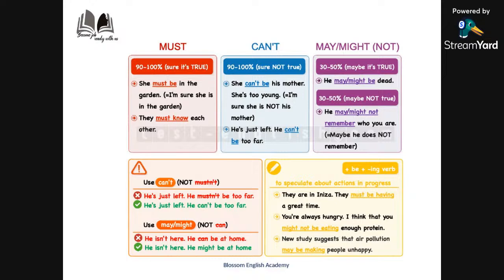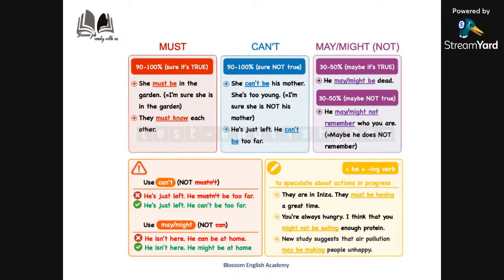And "may" or "might" is used in sentences where the chance of it happening is like 30 to 50 percent. So in a positive sentence you can say "He may be dead," which means there is a 30 to 50 percent chance, still it's not certain. And "He may not be dead" is a negative sentence, and it also has a 30 to 50 percent chance of happening.